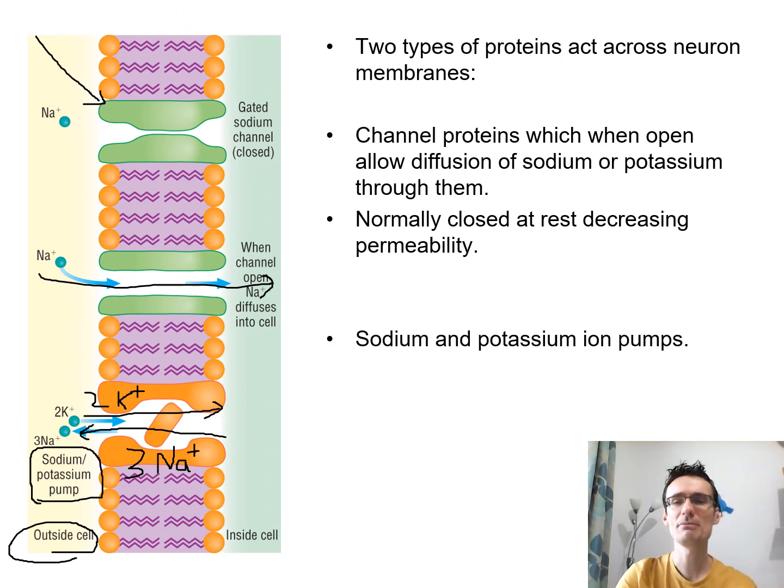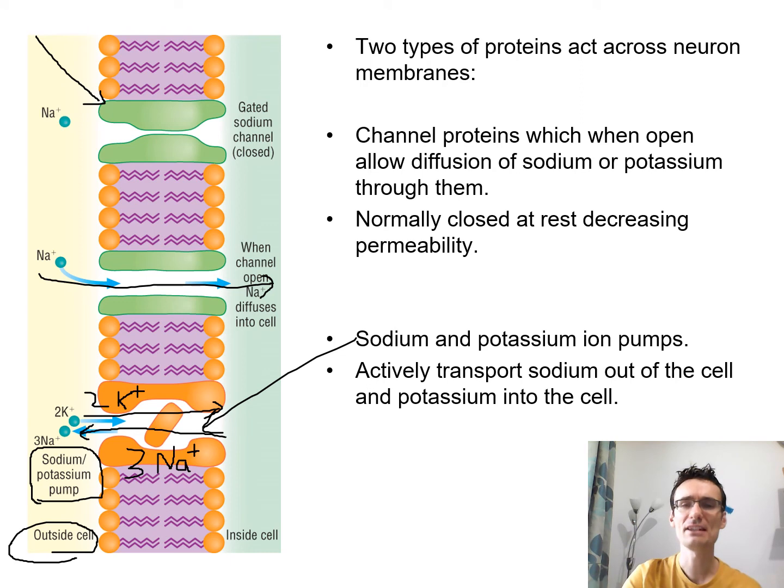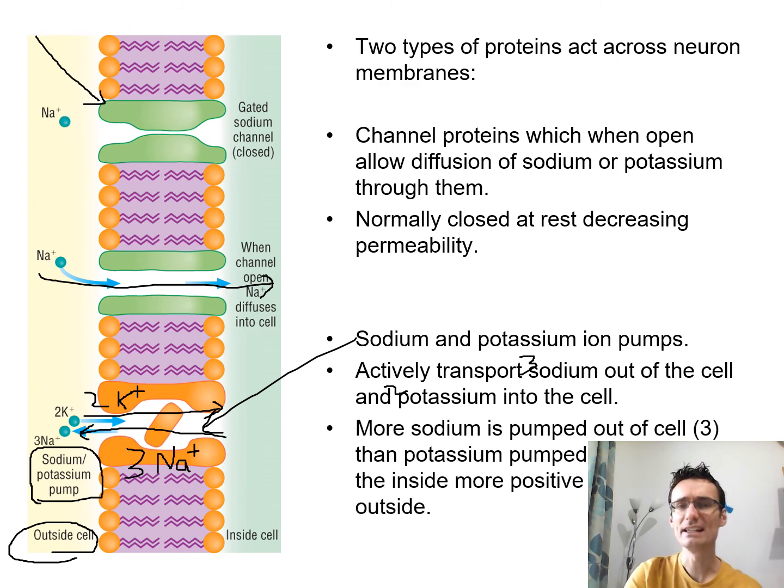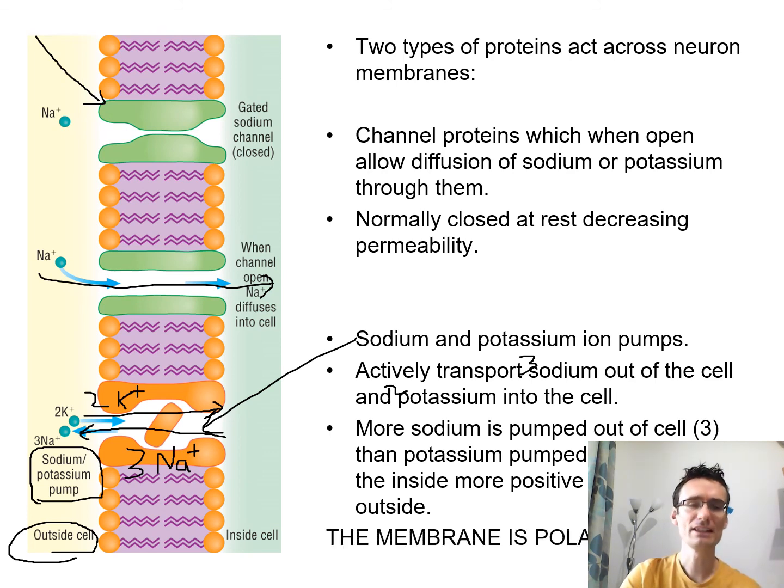Then you've got sodium-potassium ion pumps, which are the bits down here. And as I said, that uses ATP. So even at rest, the nerve cell is using energy. And effectively, that is actively transporting 3 sodiums out of the cell for every 2 potassiums that are going in. And that maintains this negative charge. So this is why we say it has a charge of minus 60 millivolts. And effectively, that's what you need to know for the resting potential.